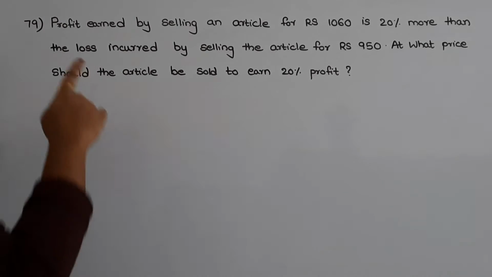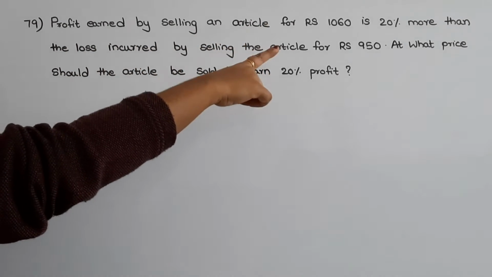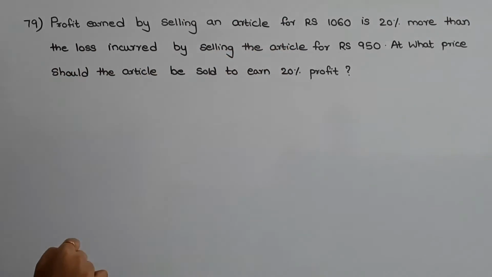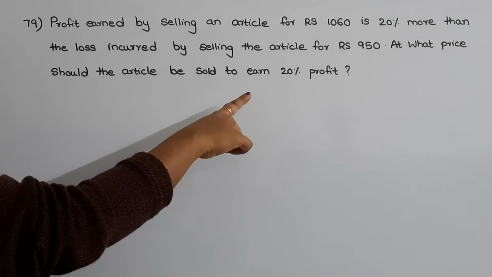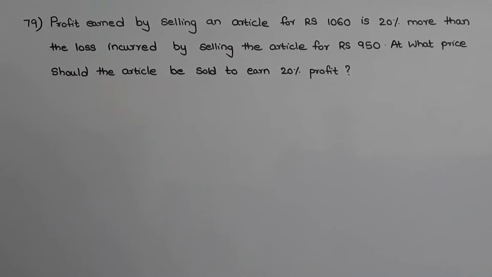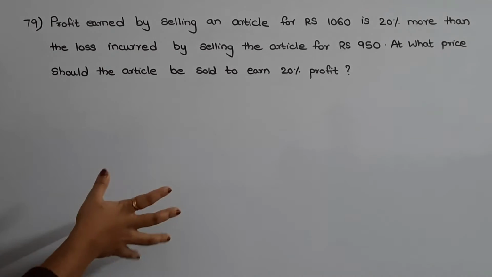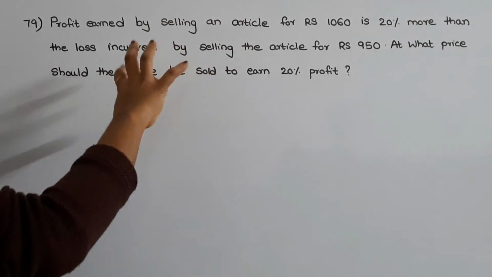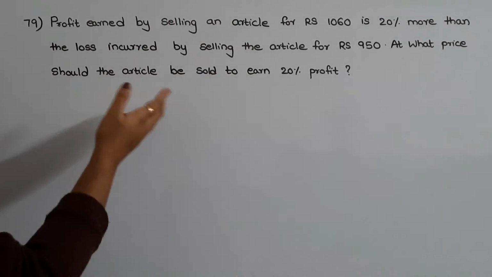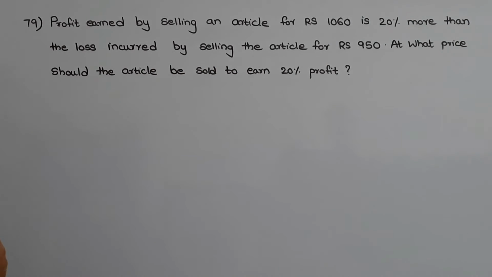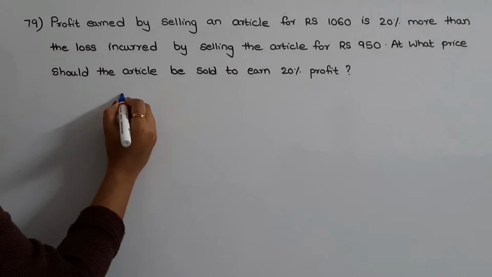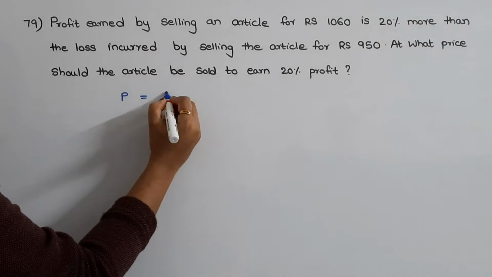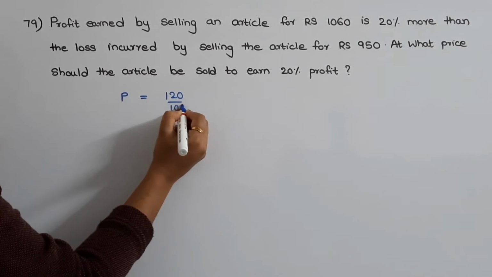The next question is, the profit earned by selling an article for rupees 1060 is 20% more than the loss incurred by selling the article for rupees 950. At what price should the article be sold to earn 20% profit? In this question they are telling that the profit earned is 20% more than the loss incurred, and they have given the selling price in both the cases. So we need to find out the selling price when the profit is 20%. Initially they are telling that the profit earned is 20% more than the loss, which means profit is equal to 120 by 100 into loss.